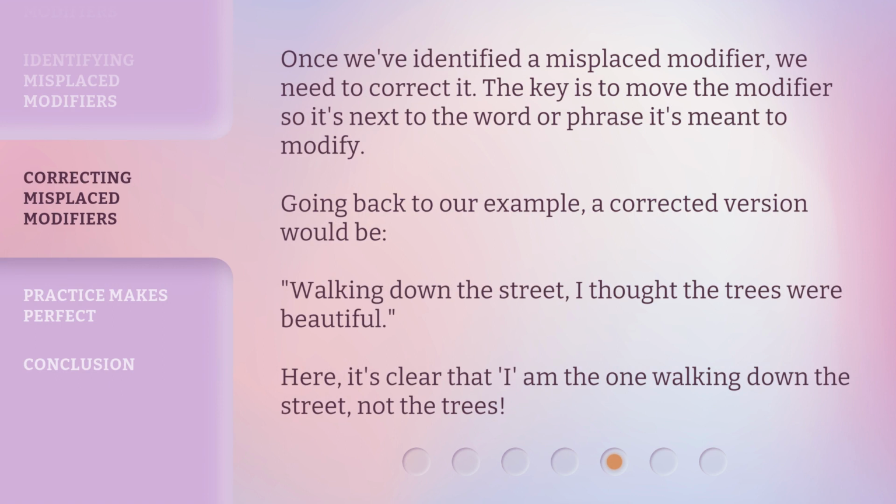Once we've identified a misplaced modifier, we need to correct it. The key is to move the modifier so it's next to the word or phrase it's meant to modify. Going back to our example, a corrected version would be, "Walking down the street, I thought the trees were beautiful." Here, it's clear that I am the one walking down the street, not the trees.